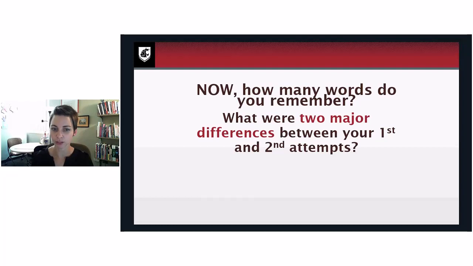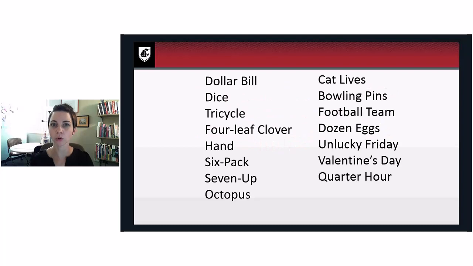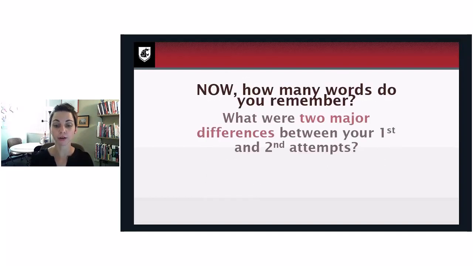You may have noticed that the words in the slide were in an order. The dollar bill represents 1. Dice represents 2. Tricycle represents 3, etc. You can see we go all the way down to a quarter hour, which represents 15 minutes, or 15. So there are 15 words in this list. And usually when I do this exercise with students, we find that they remember many of the words, usually more than 10 on the second attempt, and usually none of the words, if not 1 or 2, on the first attempt.